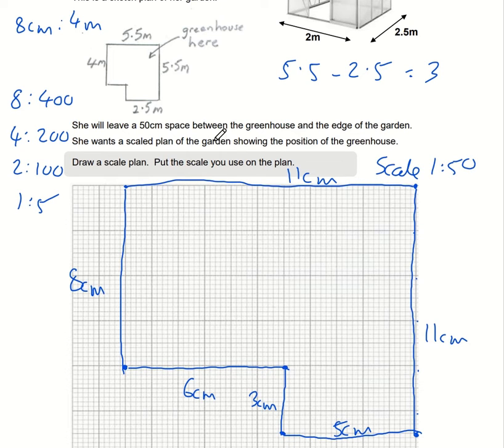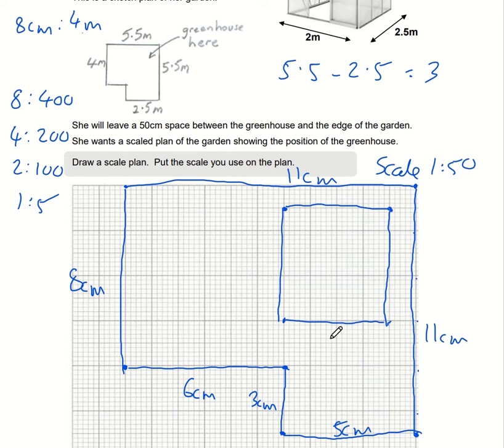Now, we also need to leave a 50 centimetre space between this and the greenhouse, so 1 square represents 50 centimetres, so here we've left 50 centimetres down this side here and 50 centimetres along here. Now the greenhouse is 2 by 2.5, so 1 metre, 2 metres, and 1 to 2.5. Of course, it's fine if you orientate it differently, so it's 2.5 by 2 rather than 2 by 2.5, as long as it's accurate. So here we go.